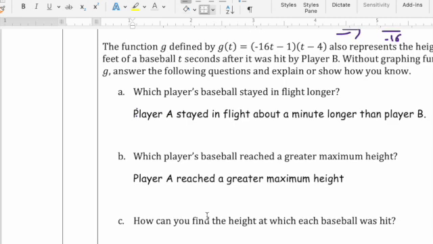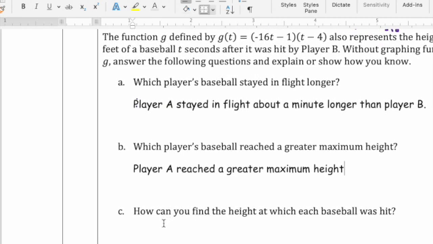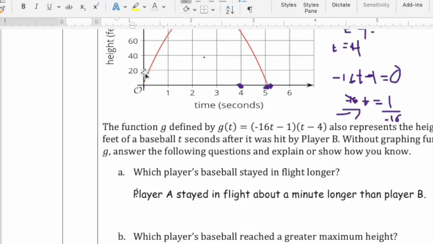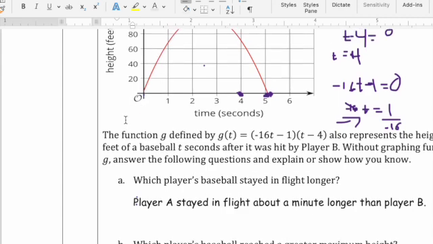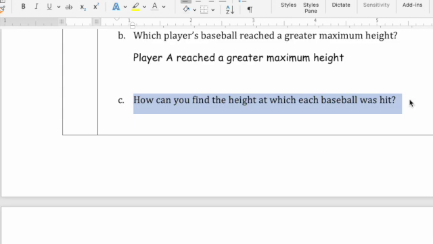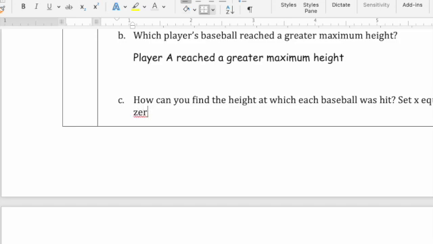Okay. How can you find the height at which the baseball was hit? While the baseball was hit at the starting point, 0 seconds. So that would be the y-intercept. When x is 0, we find out where the function crosses y. So I'm going to set x equal to 0, and solve. Well, in this case, I'm going to say t, not x. t equal to 0 and solve at this point.